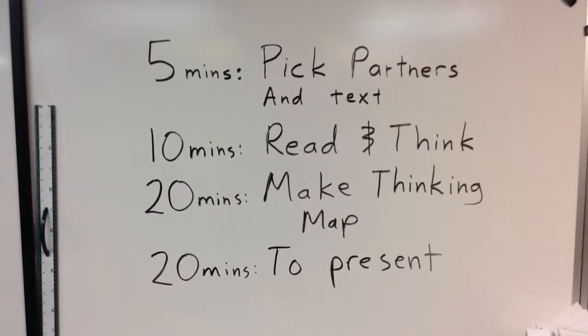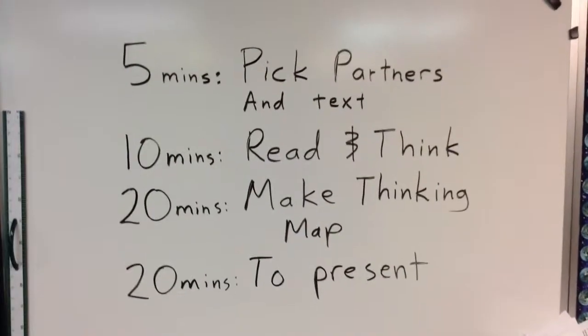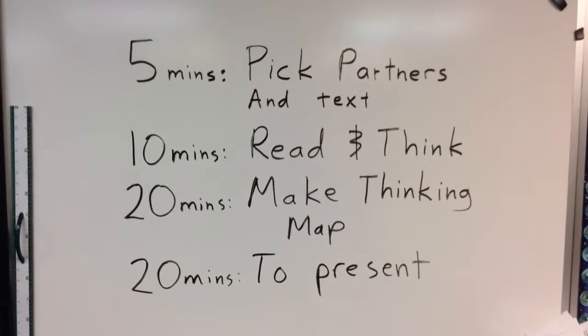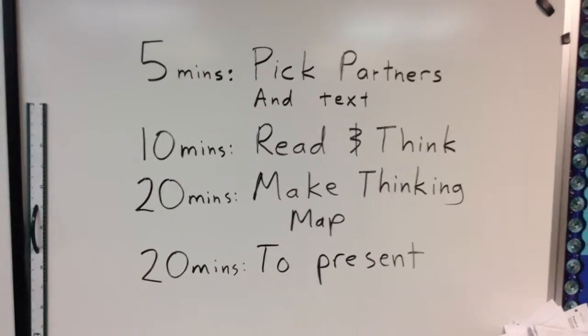So when we get done, 5 minutes to pick a partner and pick out what text you're going to use. And you can use books that you have that are informational text. Otherwise, you'll need to pick from my pile. Then 10 minutes to sit down and actually read and think.